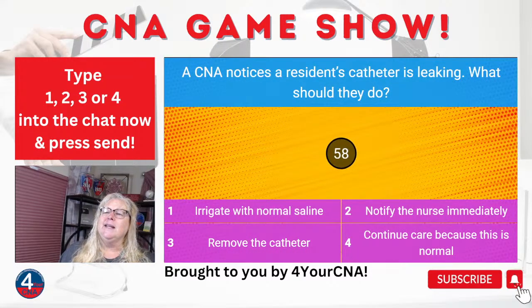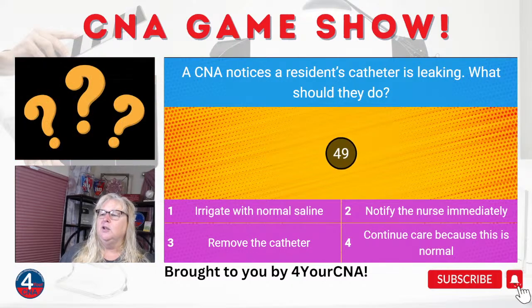Number 9, a CNA notices a resident's catheter is leaking. What should they do? 1, irrigate it with normal saline. 2, notify the nurse immediately. 3, remove the catheter. Or 4, continue care because this is normal.